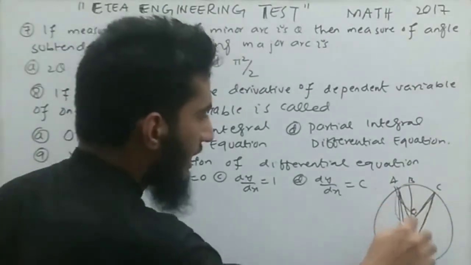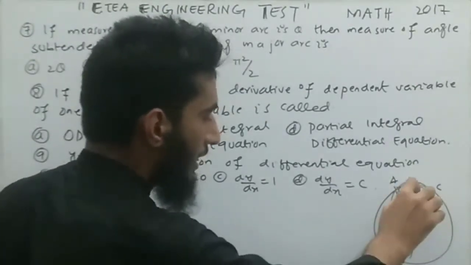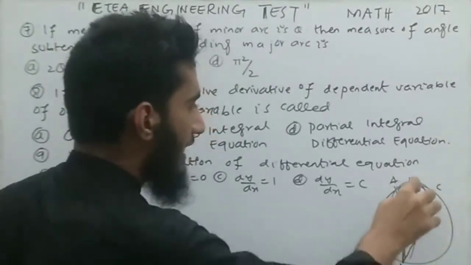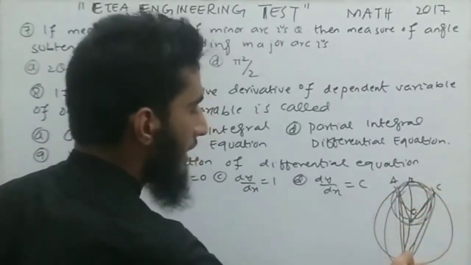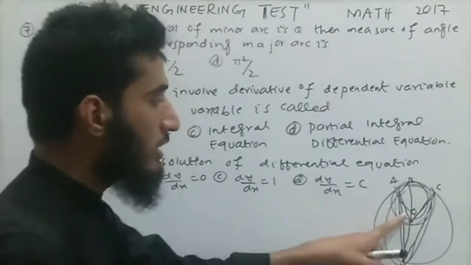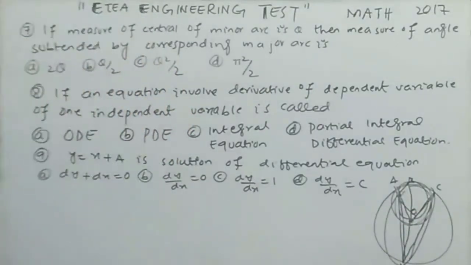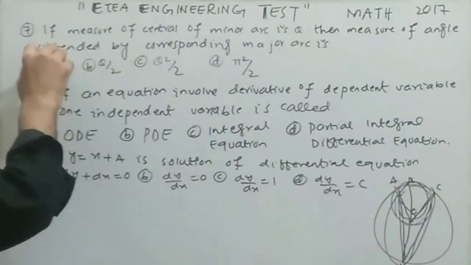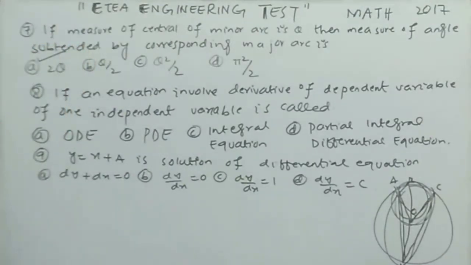So from over here we conclude, let's suppose this is the theta subtended by the minor arc, and let's suppose this is the angle which is made by the corresponding major arc, which is actually twice that of the minor arc. So it means the correct option for this MCQ is 2 theta, option number A. Move to the next MCQs.